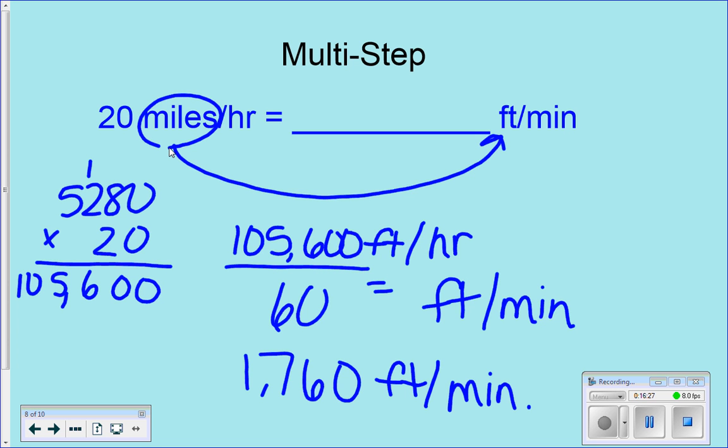Yeah, it's confusing. Maybe I didn't explain it the best way. Actually, 3,600, because 60 times 60. Somebody else did that too. You just multiply the 60s together. 3,600. Yeah, that would work.